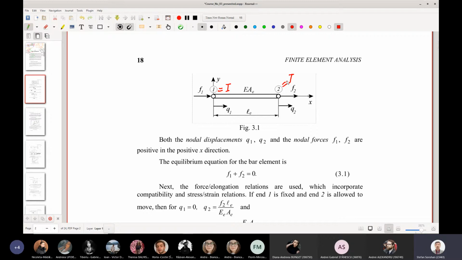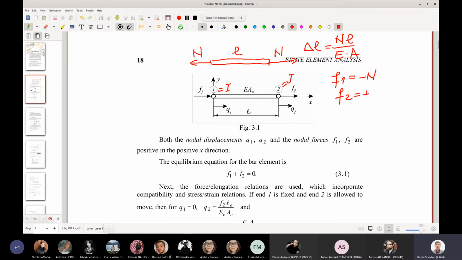And please remember from mechanics of material, if you have a member here, and if you have traction, an axial force here, the elongation of this bar, let's put the length of the bar L, the elongation was N L divided by Young modulus and cross-section area. So you know this formula from mechanics of material. This formula will be used here. But as you can see, F1 is minus N and F2 is plus N.